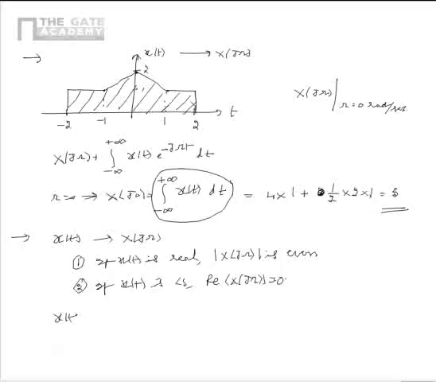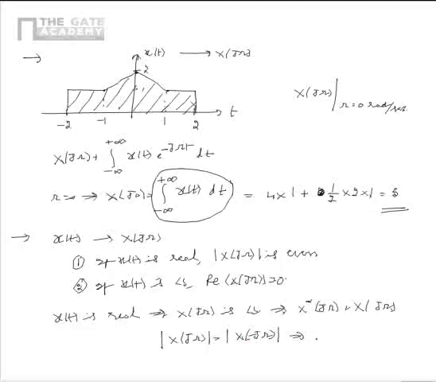As per statement 1, x of t is real. We know that if x of t is real, X of j omega is conjugate symmetric. So X star of j omega is equal to X of minus j omega. From this we can show that the magnitude of X of j omega is equal to the magnitude of X of minus j omega. That implies the magnitude of X of j omega is even. So from this we can say that statement 1 is correct.